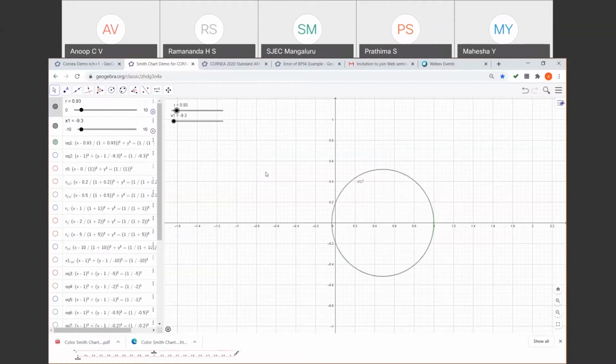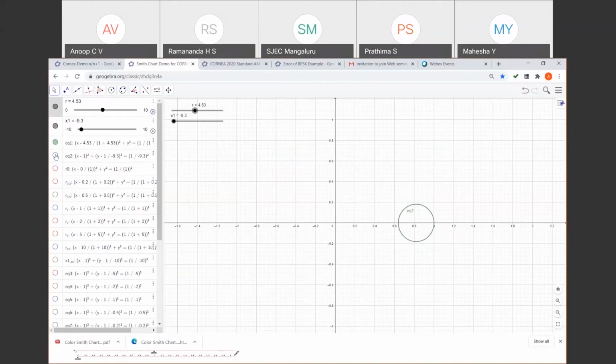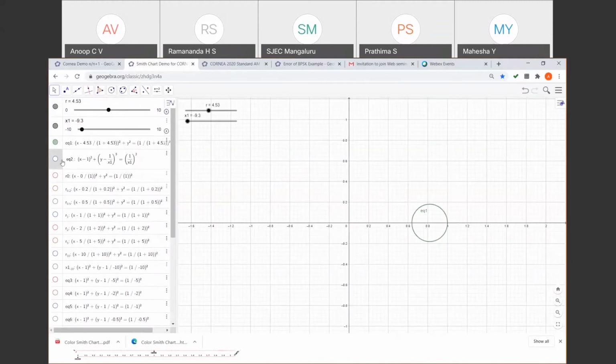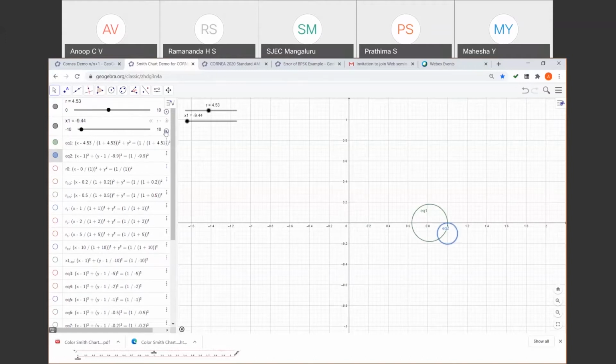What happens is, as R increases, the radius will decrease, and the center will move towards the point 1 comma 0, right? So I can explain easily. And similarly, the constant x circle that I have written here, if I play the animation of that, I can tell what happens when x changes. When x is negative, it will be below the horizontal line. When x is positive, it will be above. So all those things I can easily visualize using this.